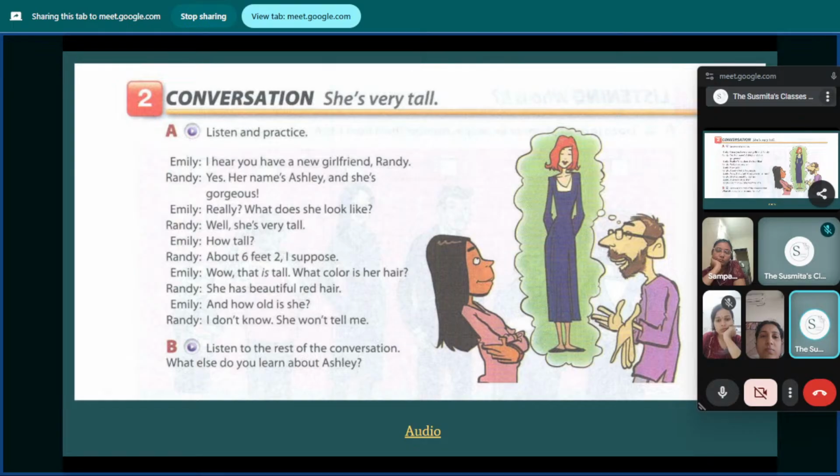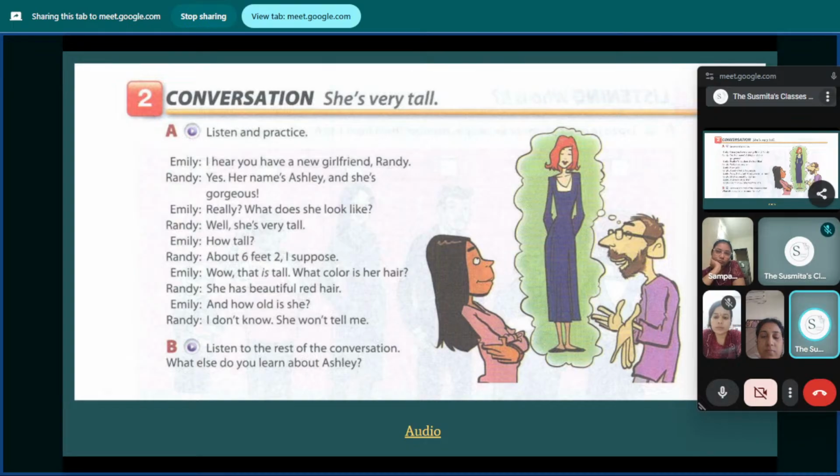So she asks how tall? So 6 feet 2, I suppose. I suppose म्हणजे काय मला वाटतं. Around 6 feet 2, I suppose. His phrasings आपण use करू शकतोय. Then she says, wow, that is tall. म्हणजे women साठी of course it is tall, correct?